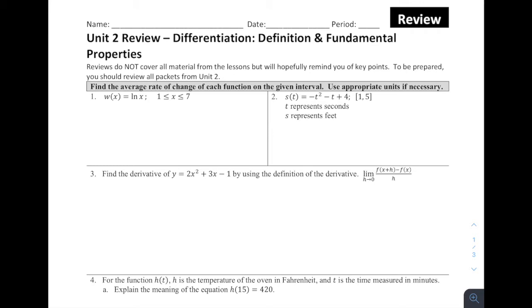All right, let's start with number one. Actually, even before that, remember that reviews do not cover all material from the lessons, but will hopefully remind you of some key points. To be prepared, you should review the packets and videos from Unit 2.